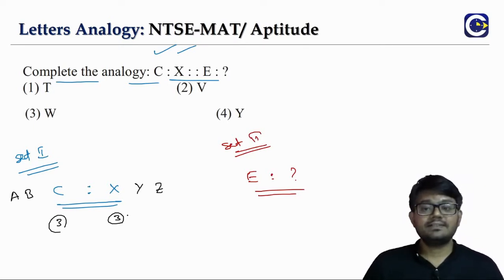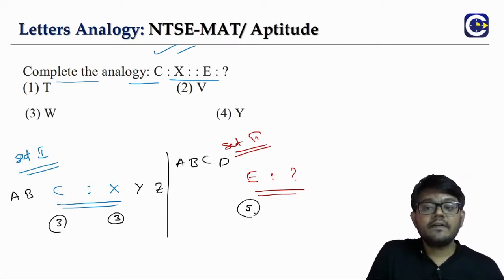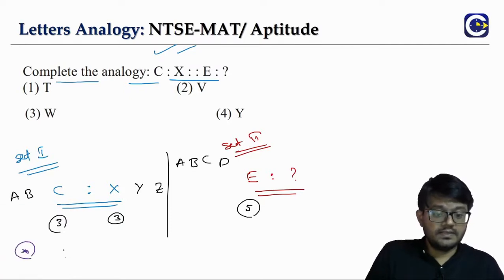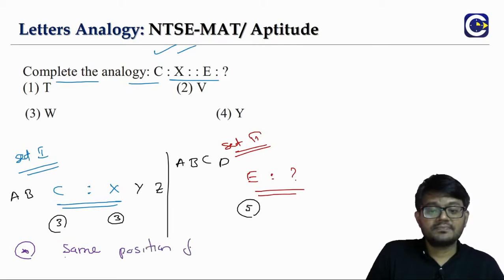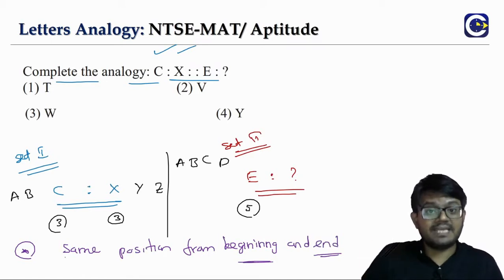Same way, look at it. E. A, B, C, D, E. What is E? Fifth from the beginning. So let me tell you the relation. The relation is the same position from the beginning and end. So C is third from the beginning, and X is third from the end.